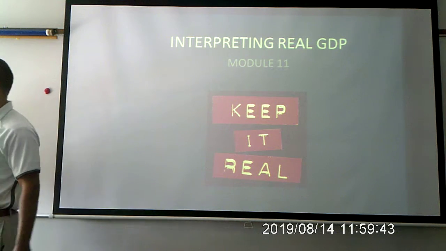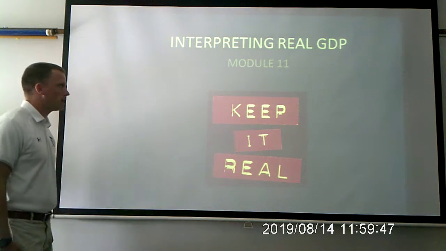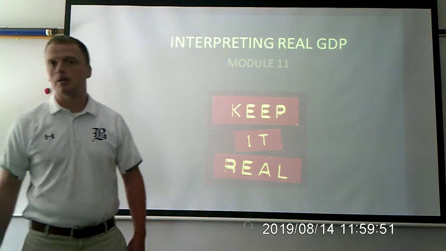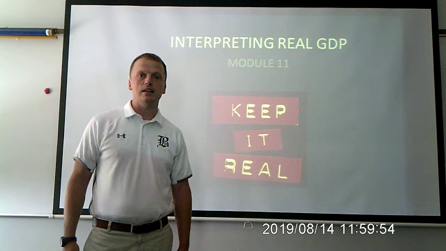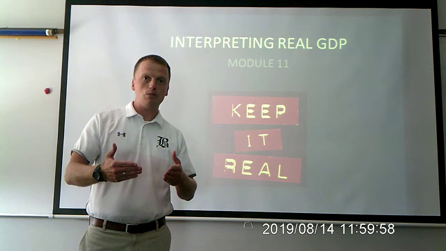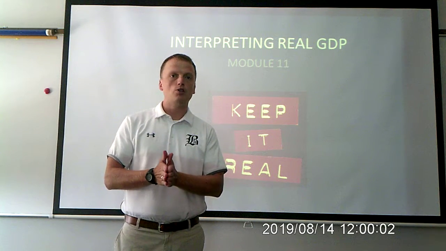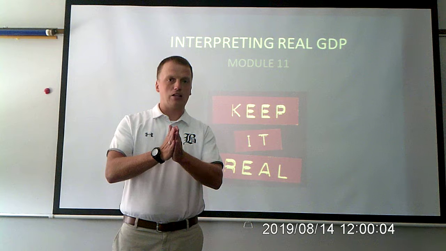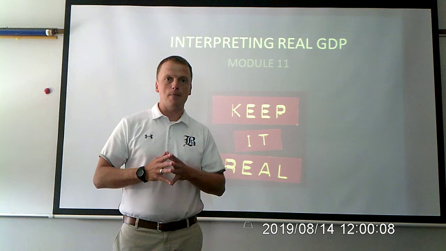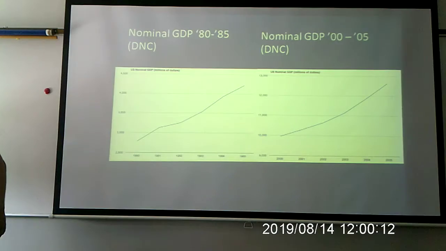So here we go. We finished Module 10, we're going straight into Module 11, and we're going to be talking about two different types of GDP. One is nominal GDP. We'll introduce nominal first, and then we'll get into real GDP, and we'll discuss how they're different, which one is perhaps more accurate if we're talking about present day, and then we'll go from there. So let's get into it.